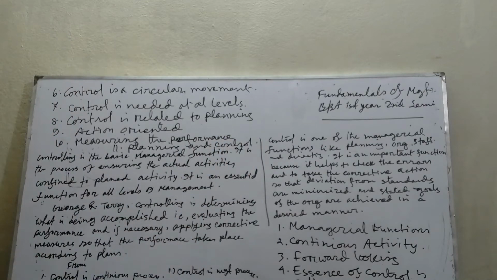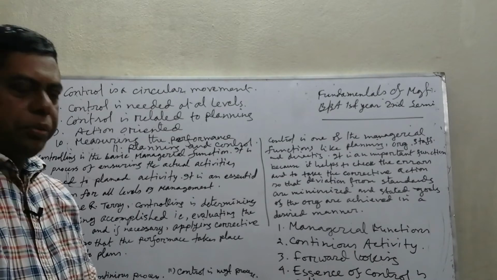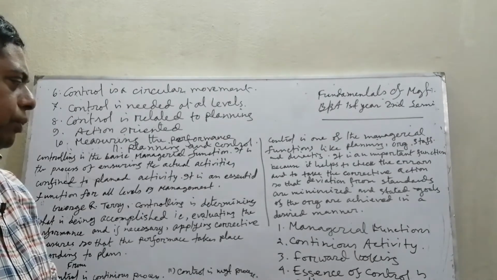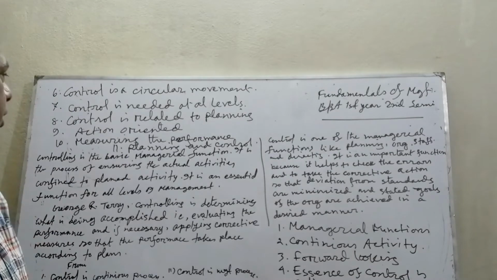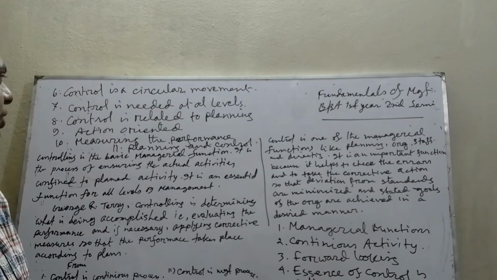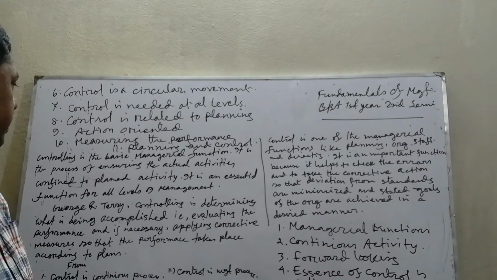These are the 11 characteristics of controlling. The first one, managerial function, and the second, continuous activity, and the third, forward looking, fourth, essence of control is action, and the fifth characteristic, control is both positive and negative, and the sixth, control is a circular movement, and the seventh, control is needed at all levels, and the eighth, control is related to planning, and the ninth, control is action oriented, and the tenth, measuring the performance, and the last one, planning and control.